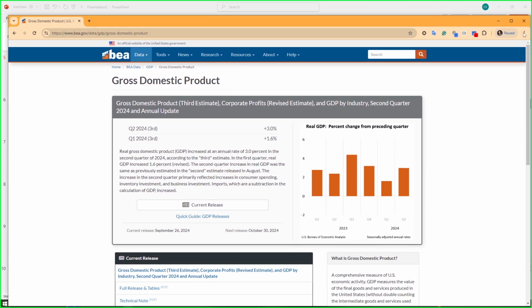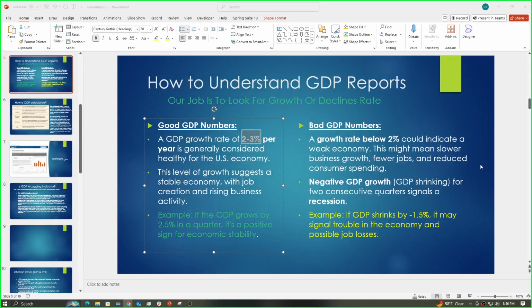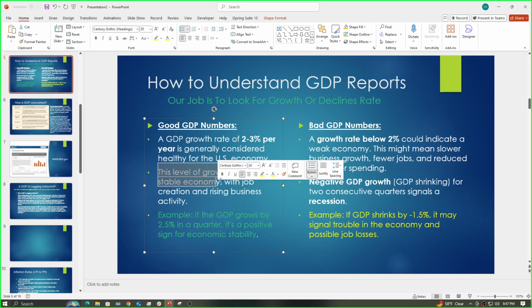All right, now the data get released. It's 8:30. Boom. So guys, the GDP report came in at plus 3%. Is that too low? Is that too high? Or is that great? Does that growth suggest a stable economy? Does that fit in that stable economy, guys?